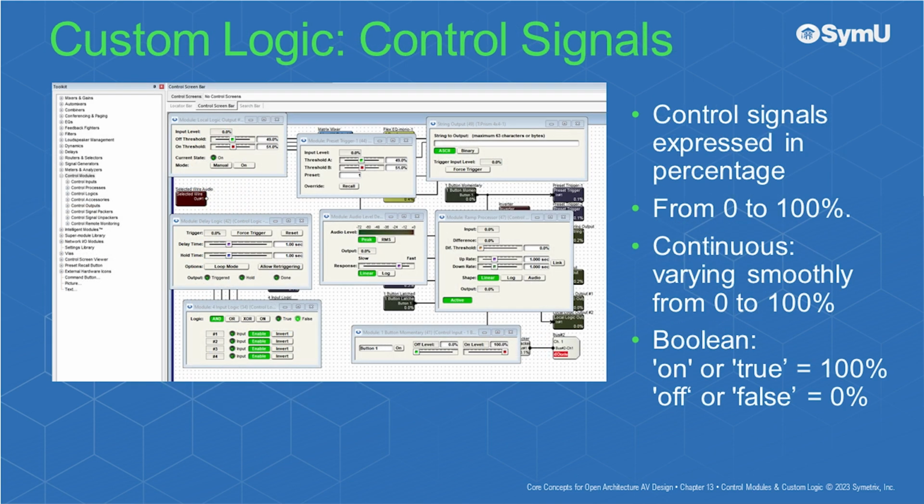Control signals are expressed in percentage values from 0 to 100%. They may be continuous, varying smoothly from 0 to 100%, or Boolean, which may be either on or true corresponding to 100%, or off, or false corresponding to 0%.